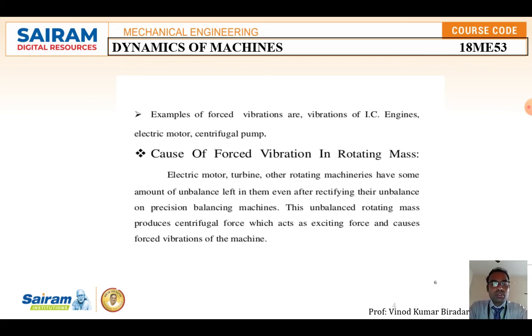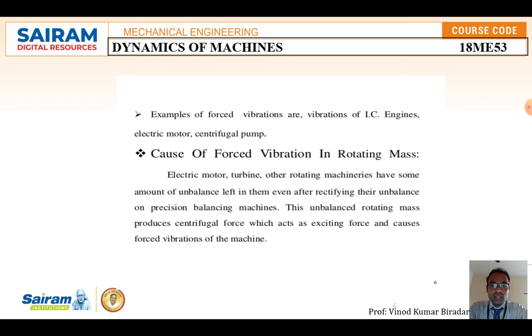Just to remember, forced vibration means the vibration takes place due to some external force. That is called forced vibration, very simple. So what are the causes of forced vibration in a rotating mass? This is the next question, and it is also very important for marks, they may ask you.